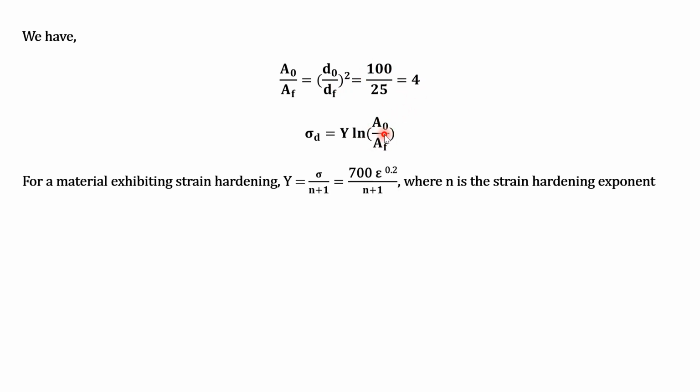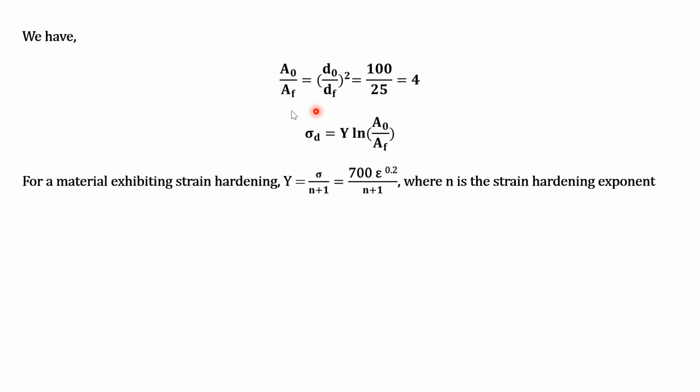That part is clear. Now, what is Y? For a material that is exhibiting strain hardening, Y is given by sigma by n plus 1, where n is the strain hardening exponent. Sigma we already know. In the question itself, the flow stress equation is given to us: 700 epsilon power 0.2. Therefore, Y will be equal to 700 epsilon power 0.2 divided by n plus 1.